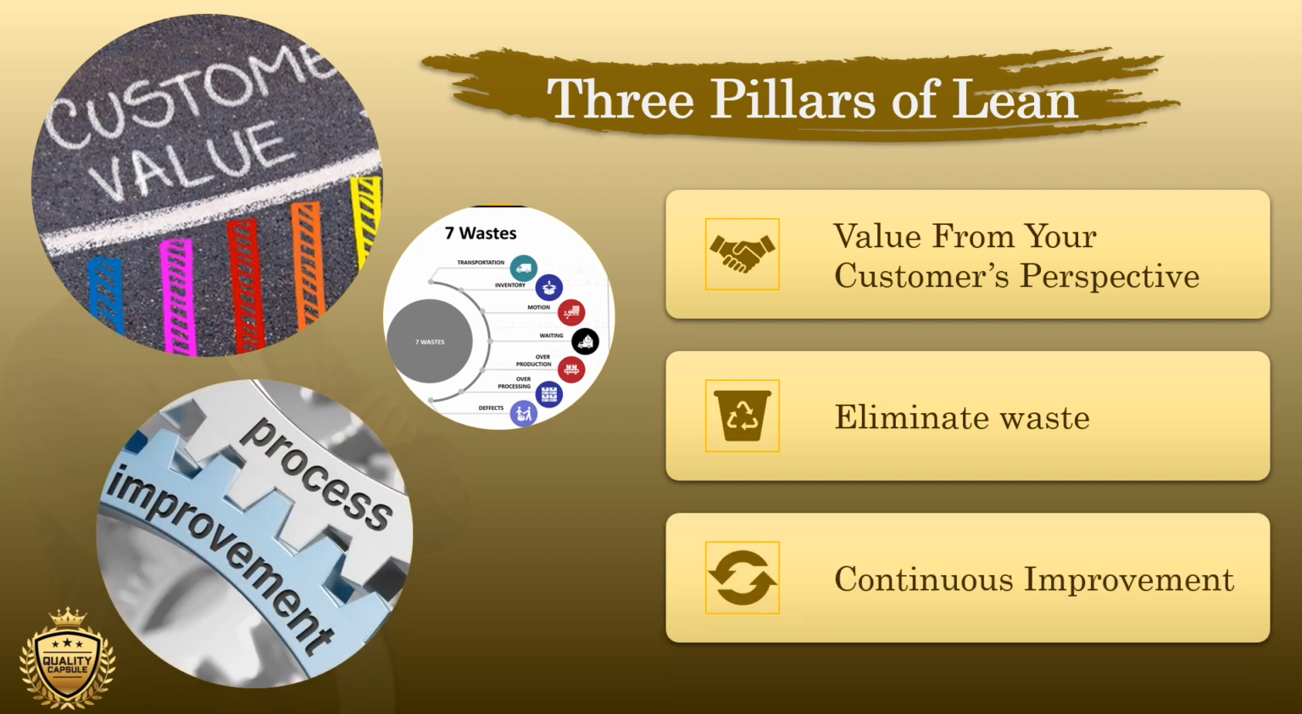Lastly, we have the third pillar of lean, which is continuous improvement. Lean isn't a one-time fix. It is a way of life. Always strive for better processes and outcomes. Never settle for the status quo. This commitment to continuous improvement will ensure that your organization remains agile and adaptable in the ever-changing business landscape. Your organization is ready for any change in the market.